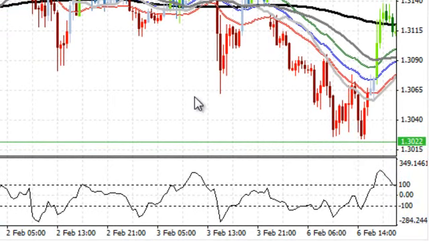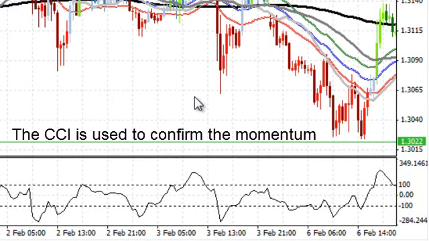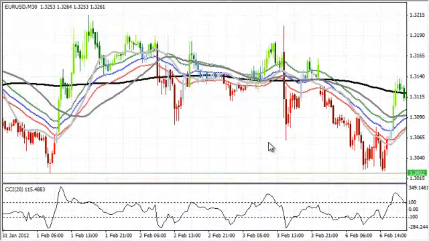So the CCI in essence becomes a confirmation of the momentum that I am looking to capitalize on as an intraday downtrend is reversing. So that's how I use the CCI. Those are the settings that I use, and that is an example of how you can put this indicator to work for you, specifically in the example of a trend reversal.